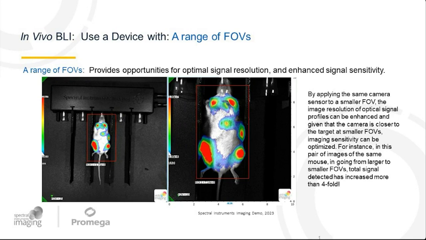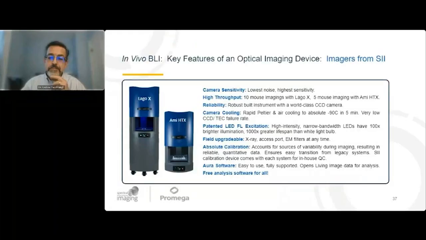So for instances where you're looking at weak signal or you want to absolutely determine exhaustively the actual biodistribution of a bioluminescent cell population of interest, it can be advisable on occasion to use a smaller field of view. And so having a system that can provide both a large field of view for throughput and a smaller field of view for sensitivity is really to your advantage.